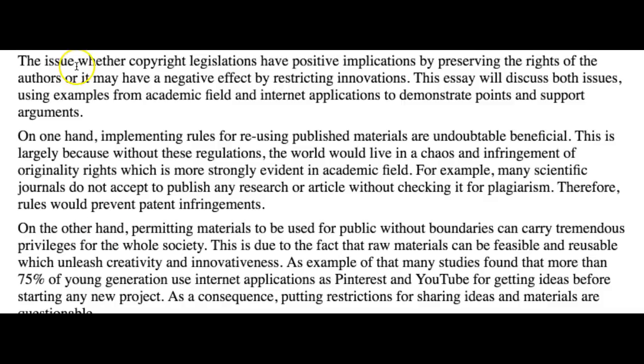The issue whether copyright legislation have positive implications by preserving the rights of the authors, or may have a negative effect by restricting innovations, is a debatable topic. Okay? Give me 5 sentences with whether. I want you to research it online and give me 5 sentences. Typical topic sentences like this that we start the essay with. Okay? This essay will discuss both issues using examples from academia and internet applications, or from the academic field and internet applications, to demonstrate points and support arguments.